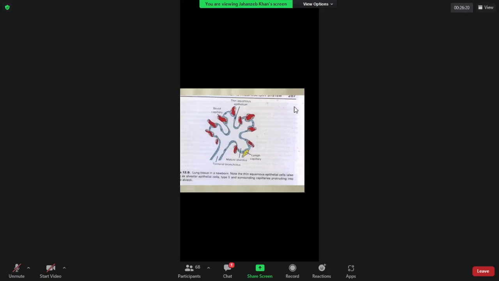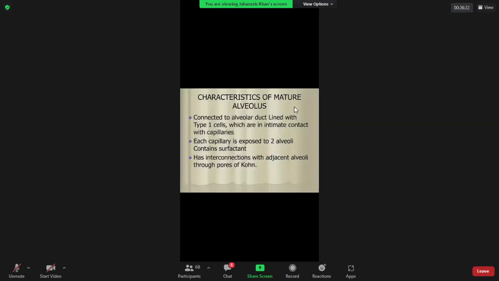So we are seeing the characteristic features of a mature alveolus connected to the alveolar duct lined with the type 1 cells, which are in intimate contact with the capillaries, as you have seen in the previous diagram. So each capillary is exposed to two alveoli, contains the surfactant, has interconnections with the alveoli, and they are known as the pores of Kohn, basically. If you remember this thing, this is good. Otherwise, it's not very important for you.